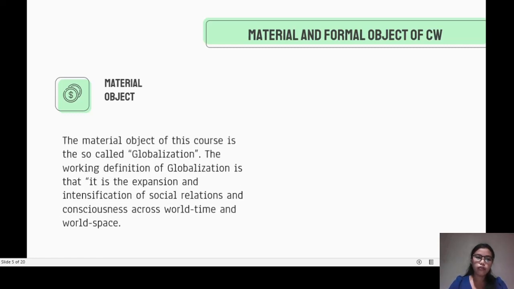For the material object, the material object of CW is globalization. We will be studying globalization all throughout from Unit 1 to Unit 4. The working definition of globalization is the expansion and the continuous intensification of social relations and consciousness across world time and world space. We will be studying its effects, and how globalization is present in our globe, in our community. For the formal object, as I said earlier, how do we study CW?